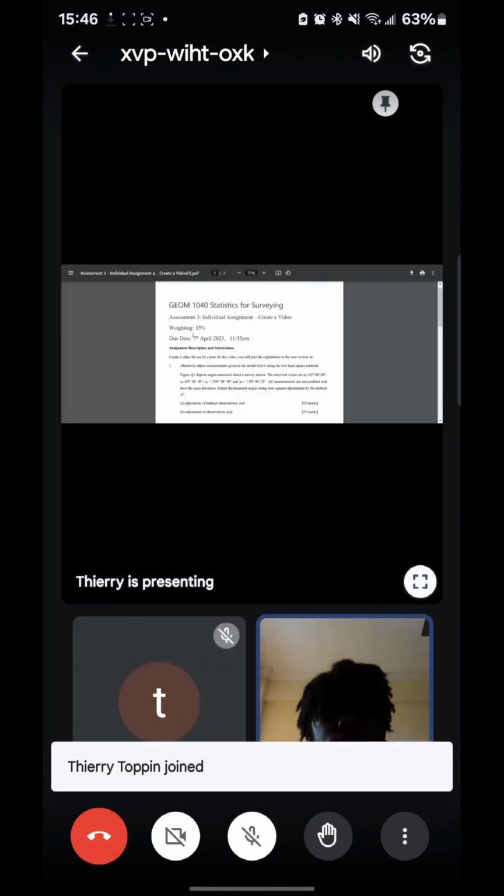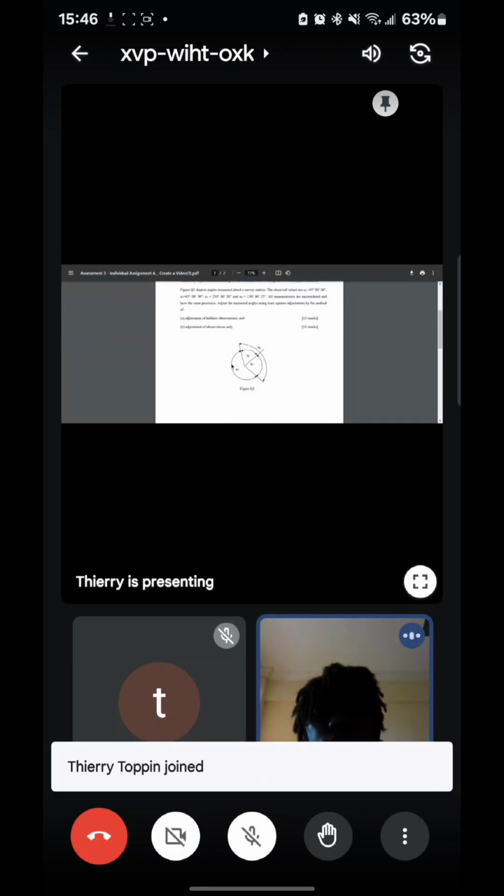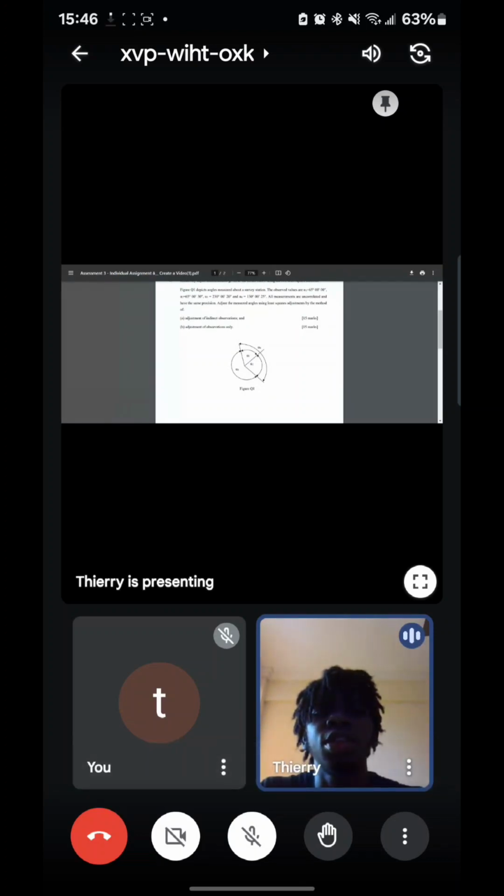Sure. The first question asks to effectively adjust measurements given in the model below using two least squares methods. Figure Q1 depicts angles measured above a survey station. The observed value A1 is 65 degrees, A2 is 65 degrees and 30 seconds, A3 is 230 degrees and 20 seconds, and angle A4 is 130 degrees and 25 seconds. It says all measurements are uncorrelated and have the same precision.